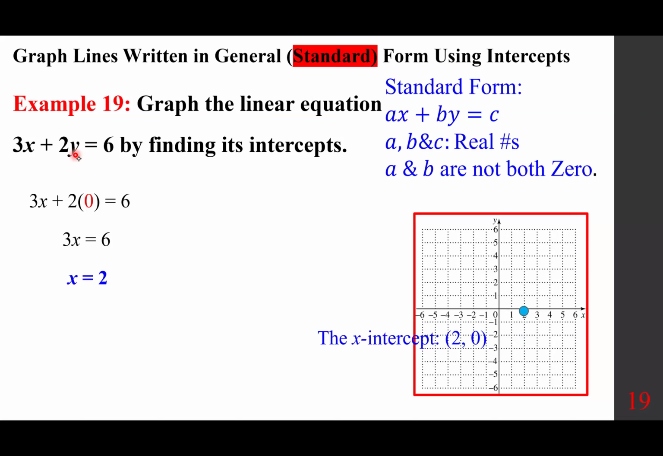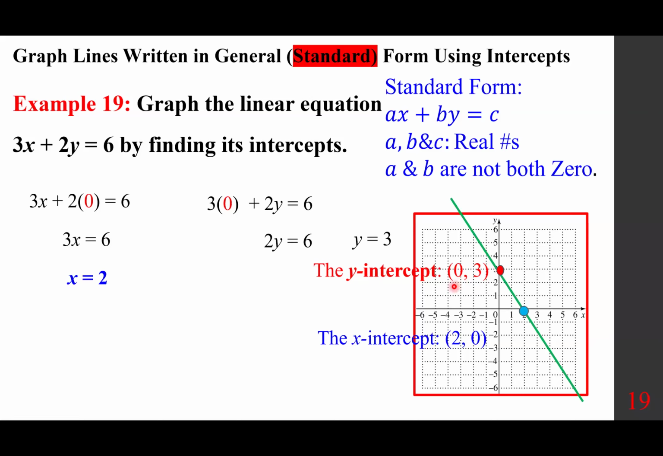Now, if you set x equal to 0, 2y equals 6, y becomes 3, and that means the y-intercept is 0, comma 3. I highly recommend you get into the habit of writing it as a pair. And now all you have to do is connect these 2 points, and that's your line.